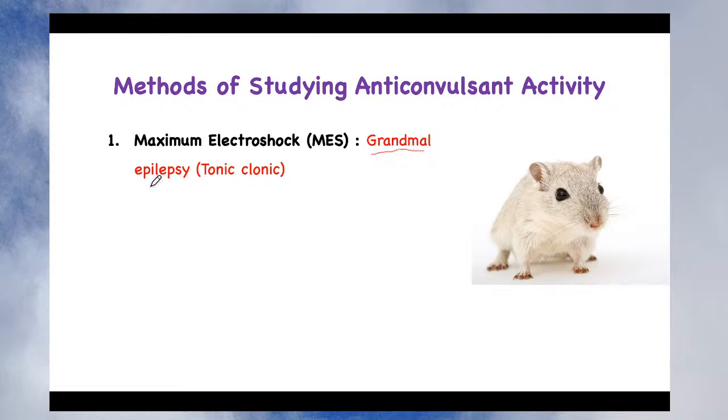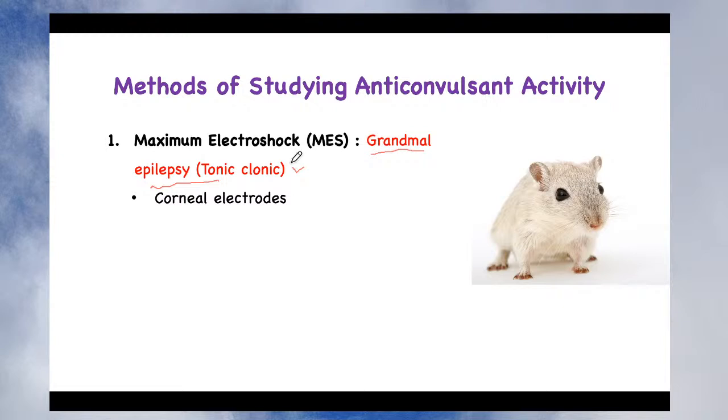Why? Because the maximum electroshock method represents grand mal epilepsy, meaning it produces symptoms or changes at the molecular level which are similar to tonic-clonic convulsion, or grand mal epilepsy. So MES convulsion represents grand mal epilepsy, and any drug which can reduce MES induced convulsion has the ability to reduce grand mal epilepsy. Okay. Second model, but before going ahead, let's see how we can induce the MES convulsion.